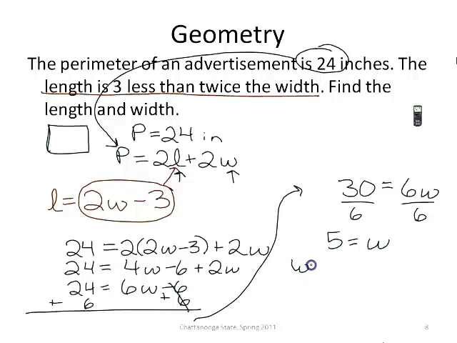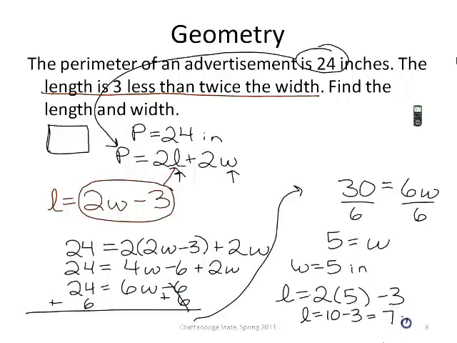So if I know my width is 5 inches, then my length has to be 2 times the width minus 3. Remember how we got our expression here for the length. So this would be 10 minus 3 would be 7 inches. So that advertisement is a 5-inch by 7-inch advertisement.